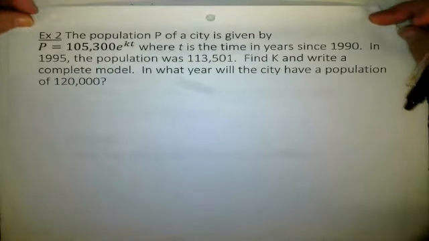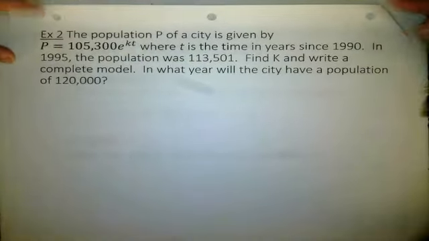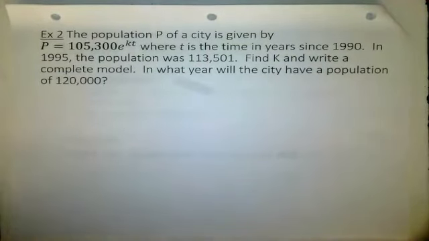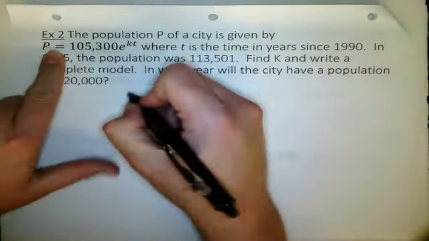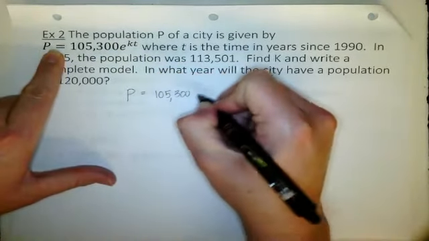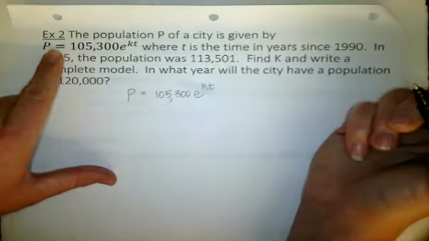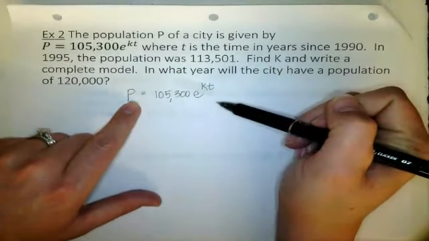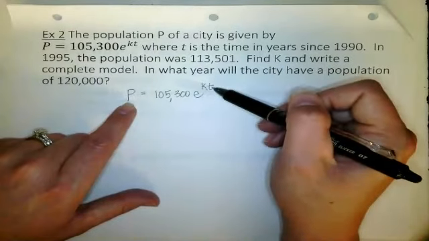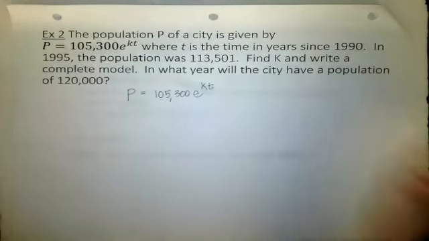Sample 2. Again, you can pause this if we need to copy this equation down. The population P of a city is given by P equals, always a good thing to write down the model, 105,300 e to the kt. Again, this looks just like PERT. A equals Pe to the rt. We're just using different letters, but it's all the same thing.